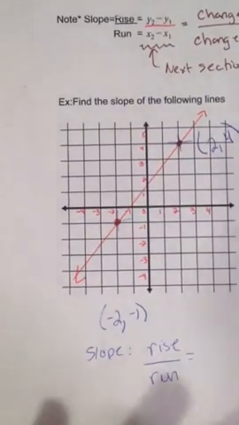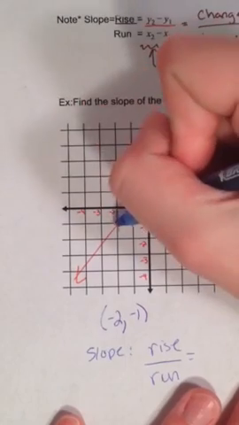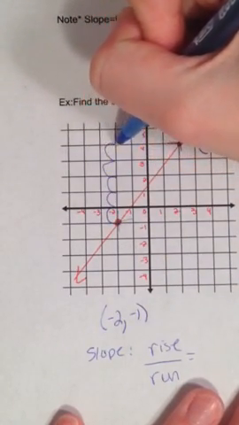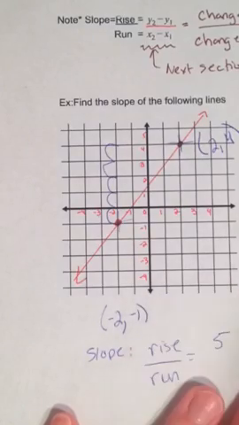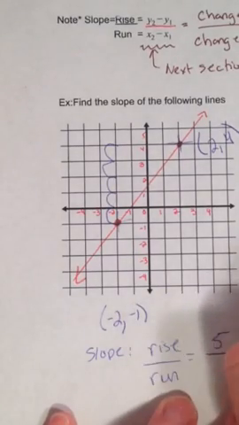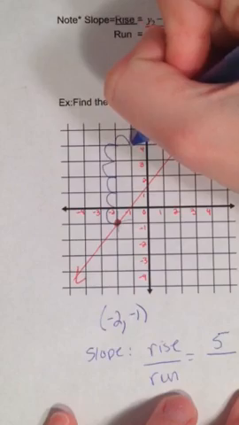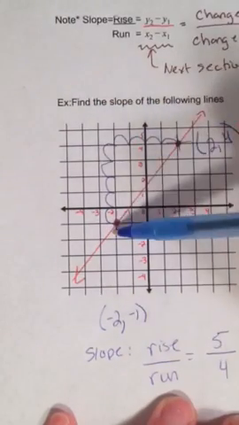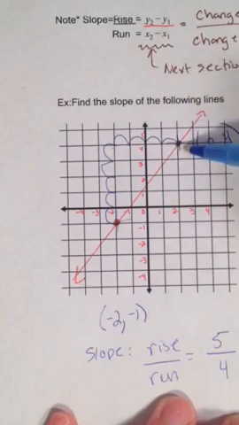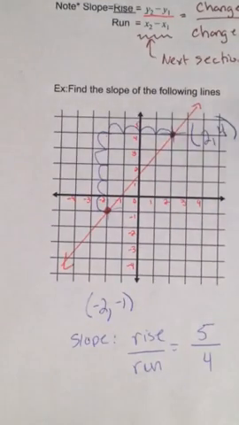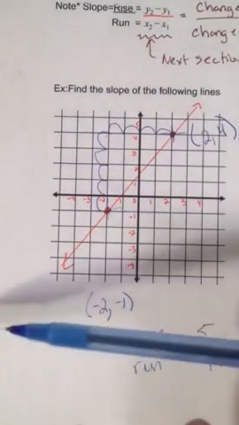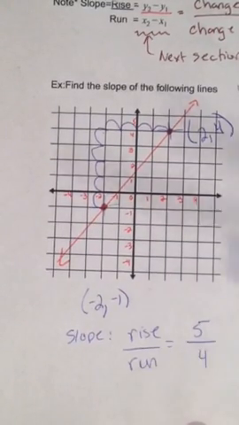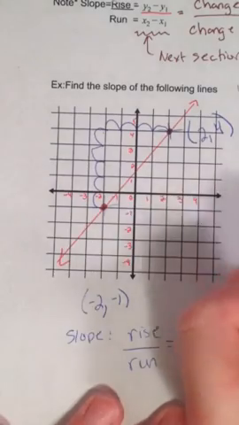Okay, so I'm going up from this point to this point 1, 2, 3, 4, 5 places. So my rise is 5 spots. Okay, my run is 1, 2, 3, 4. Since this one went up, it's positive, and since this one went to the right, it's also positive. If I had gone down or to the left, these would have been negative. So my slope in this case is just 5/4.